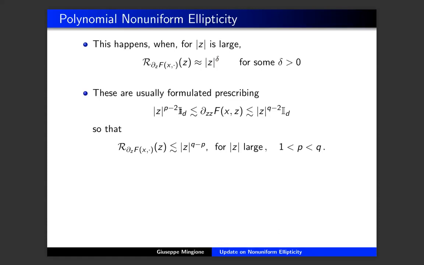And in particular, in the case of functionals, this can be achieved by prescribing that the lower eigenvalue at infinity goes with this polynomial growth, and the upper one is bounded by this quantity. Therefore, the ratio stays uniformly bounded in the following sense. It's bounded and grows as a power. So it's bounded once you renormalize with a power.